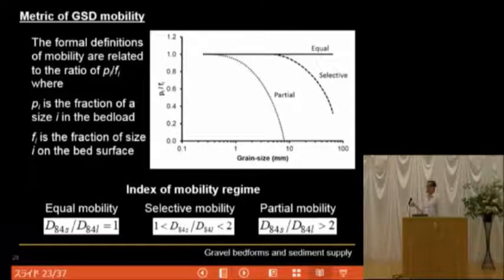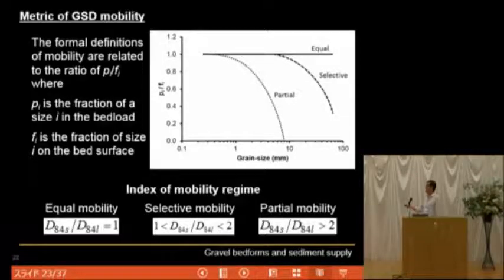So then the question is, well, how do we turn that into an index of grain mobility? And so we decided we'd try to look at the large sizes and how they're moved in the bed load. We defined equal mobility as being when the D84 of the surface grain size distribution divided by the D84 of the load is equal to 1, right? So that means we'd be right about here on the diagram. Then we have selective mobility, and any time that this happens, that ratio, D84 of the surface over D84 of the load, is going to be greater than 1, right?